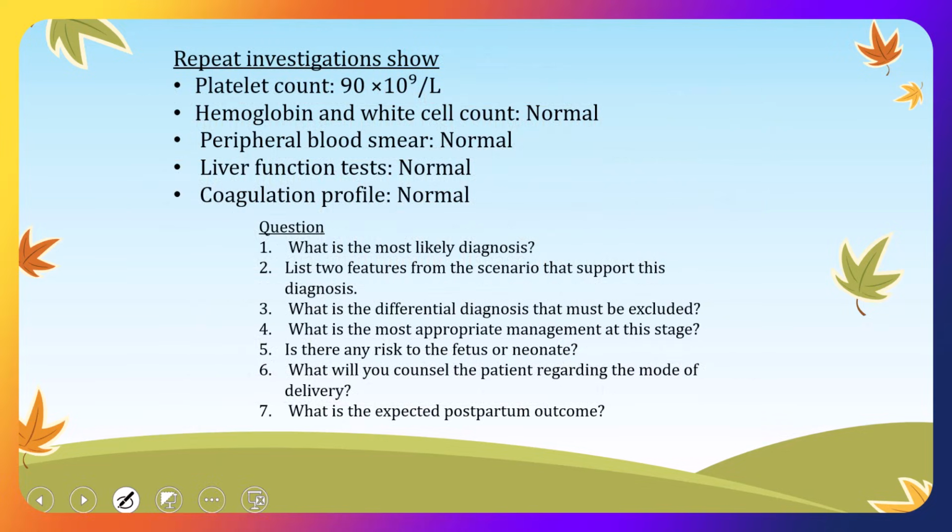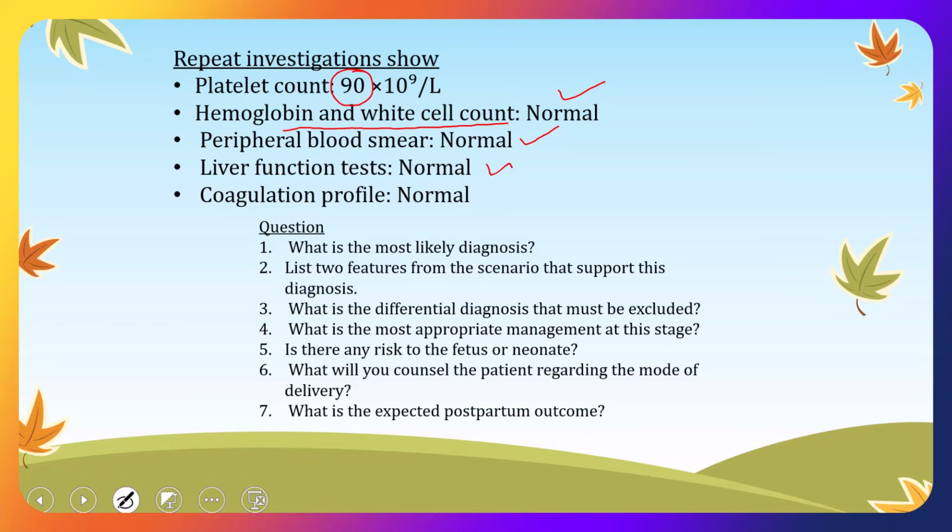Now the investigations were repeated, and the repeat investigation again shows a platelet count of 90. Hemoglobin and white cell count were normal, the peripheral blood smear was normal, and liver function tests and coagulation profile were normal as well. So what questions are you supposed to be asked in your exam? The first one is, what is the most likely diagnosis? And the answer is gestational thrombocytopenia.